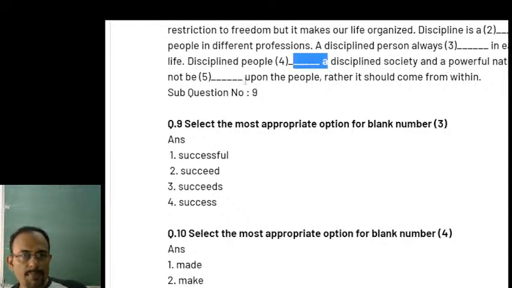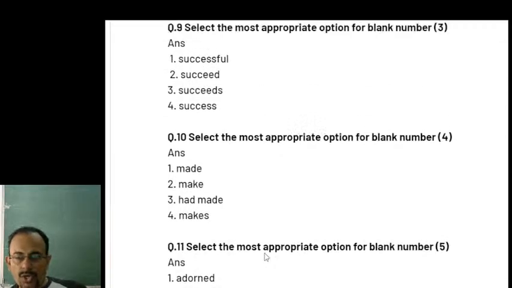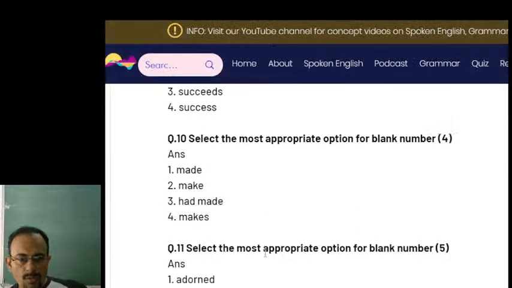Okay, last one. Discipline should not be dashed upon the people. So, discipline should not be, number five you see, should not be adorned, imposed, reposed, curbed. Which one? Question number 11 you tell me. Which one do you think?